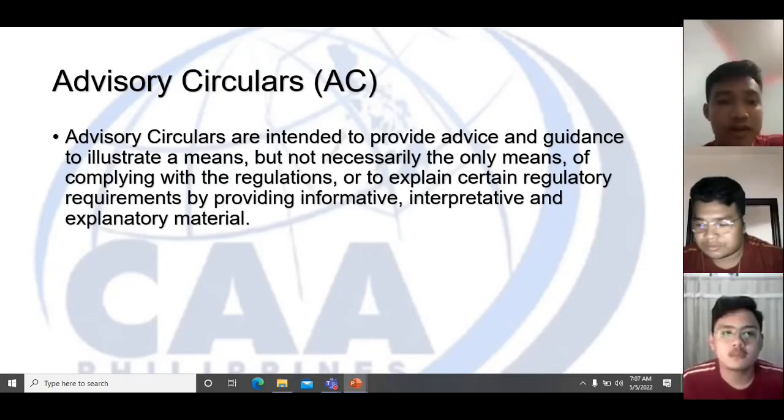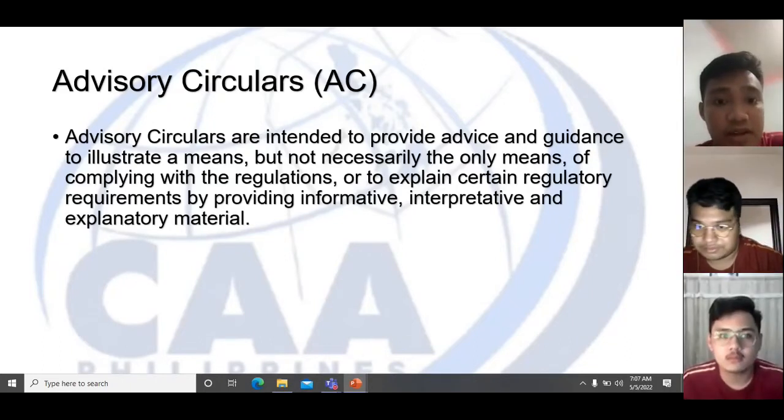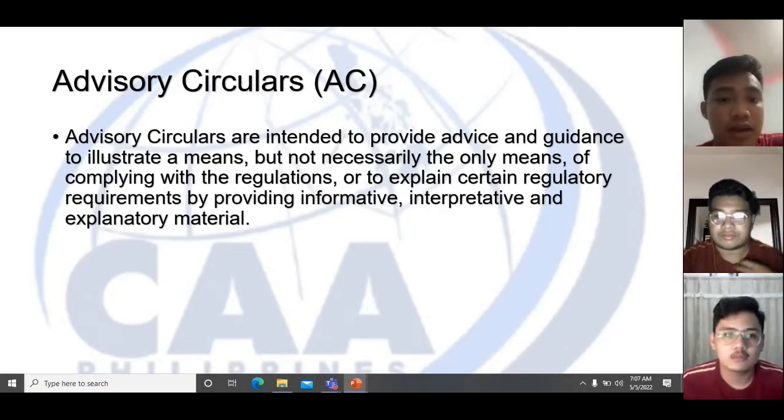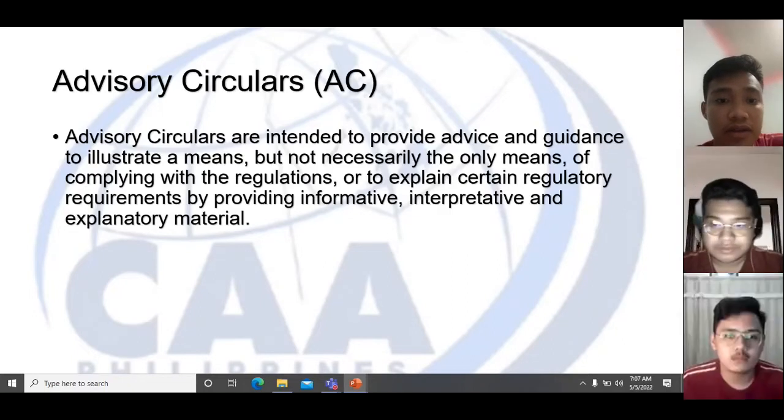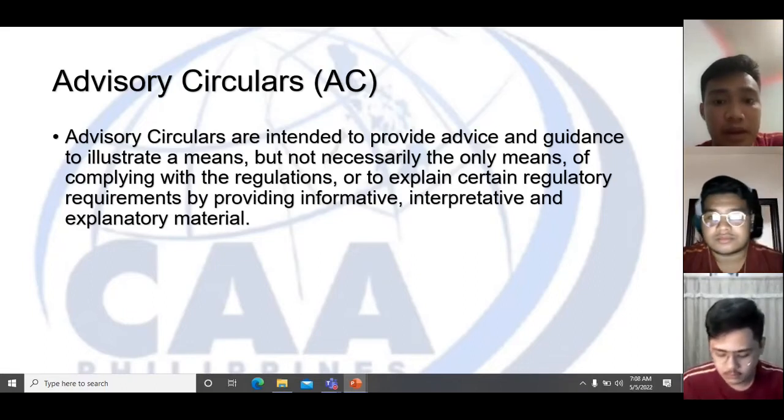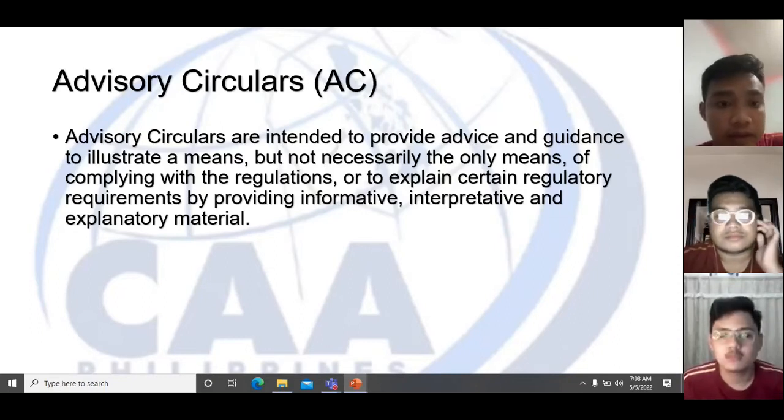I'm Carl Angelo Perez. Advisory circulars are intended to provide advice and guidance to illustrate a means, but not necessarily the only means, of complying with the regulation, or to explain certain regulatory requirements by providing informative, interpretative, and explanatory material. Next slide.